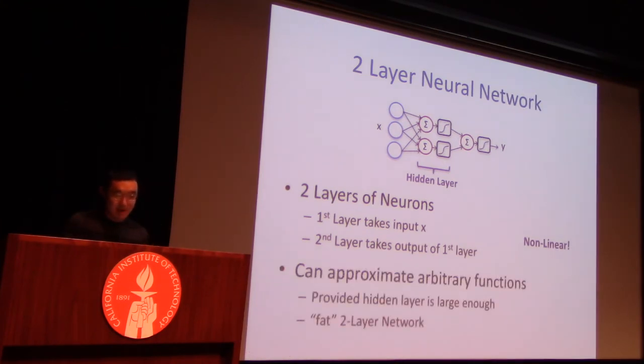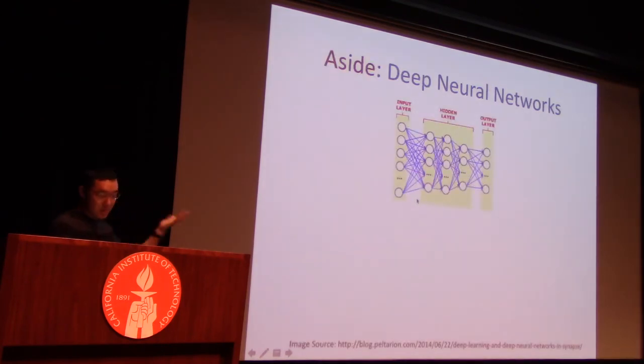And in fact, one can show, although it's not a very useful theorem, that you can approximate arbitrary functions with a two-layer neural net, as long as the hidden layer is large enough. Right? So, as we'll talk about more later in the course, deep neural nets are simply artificial neural nets that have many, many, many hidden layers. Right? Some of the ones used in production these days have over 100 hidden layers. Right?